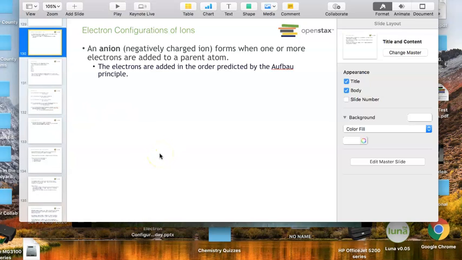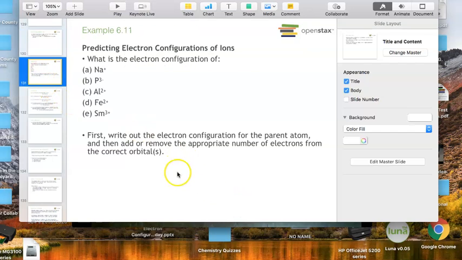Anions are negatively charged ions formed when one or more electrons are added to a parent atom. Electrons are added in an order predicted by the Aufbau principle. Here we're going to look at some electron configurations for ions. The first step whenever we're trying to figure out the electron configuration for an ion is to write out the electron configuration for the parent atom and then add or remove electrons as appropriate.